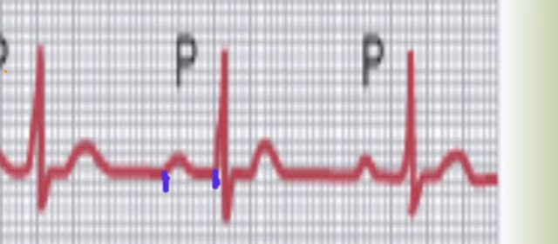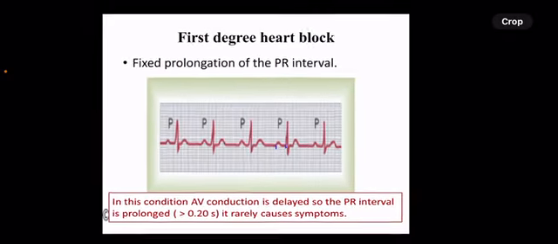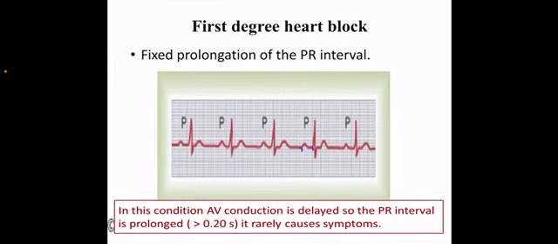0.2 seconds. Each large square is 0.2 second. So if the PR interval becomes more than 0.2 seconds, it's abnormal. It's called prolonged PR interval. So it means there is a conduction defect in the AV node.